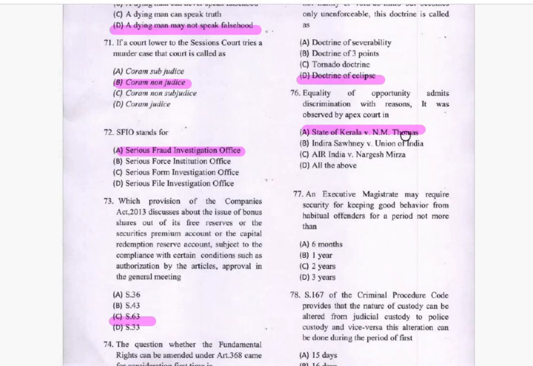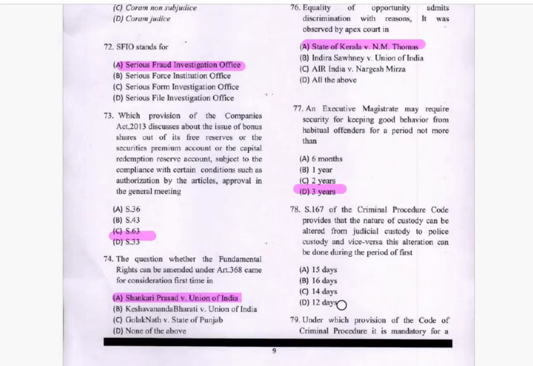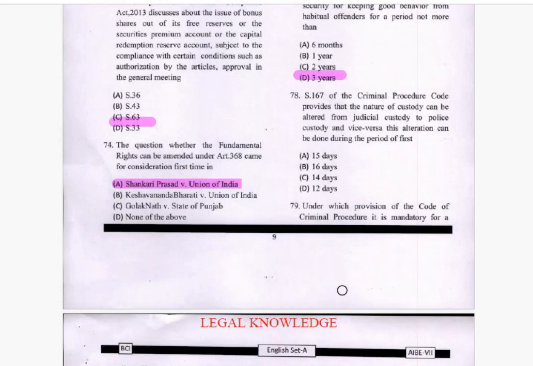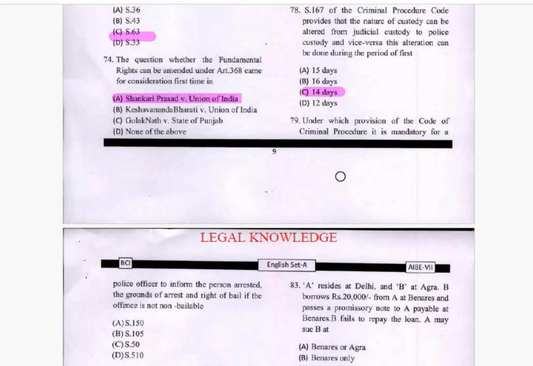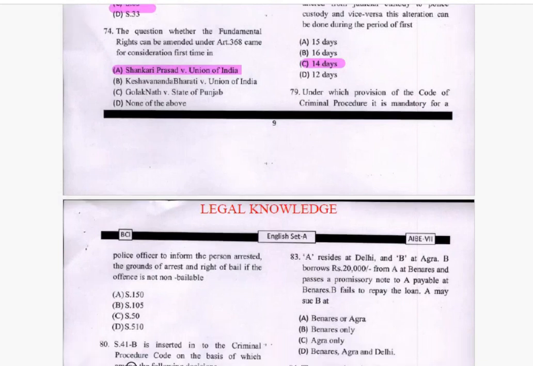Then let's move on. An executive magistrate may require security for keeping good behavior from habitual offenders for a period not more than 3 years. Section 167 of the Criminal Procedure Code provides that the nature of the custody can be altered from the judicial custody to police custody and vice versa. This alteration can be done during the period of first 14 days. Under which provision of the CRPC it is mandatory for a police officer to inform the person arrested of the grounds of arrest and the right of bail if the offense is non-bailable. Section 105.